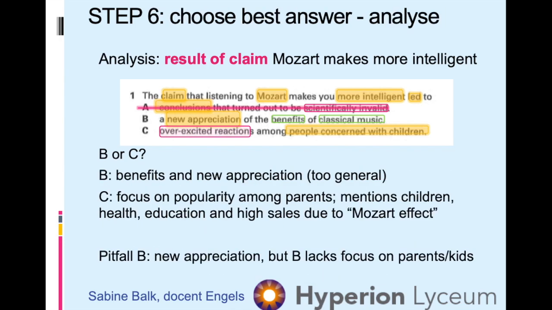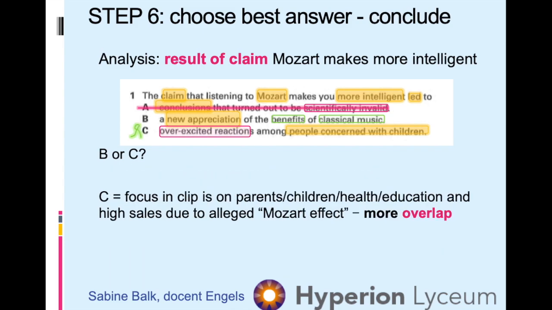Conclusion? B is talking about the benefits and a new appreciation, very general. C focuses more on the main gist that is focused on in the clip itself, the parents, the children, etc. Basically, all the examples in the clip point towards answer C. I'd say the use of the words new appreciation and overexcited reactions is a pitfall, because at first sight, the words new appreciation seem much closer to the clip in tone, but B obviously lacks the excitement and the focus on parents and kids. So, C has more overlap with the clip, corresponds best, that is our answer.